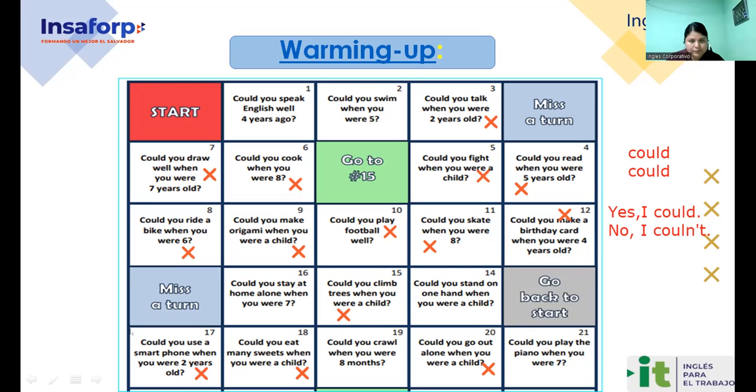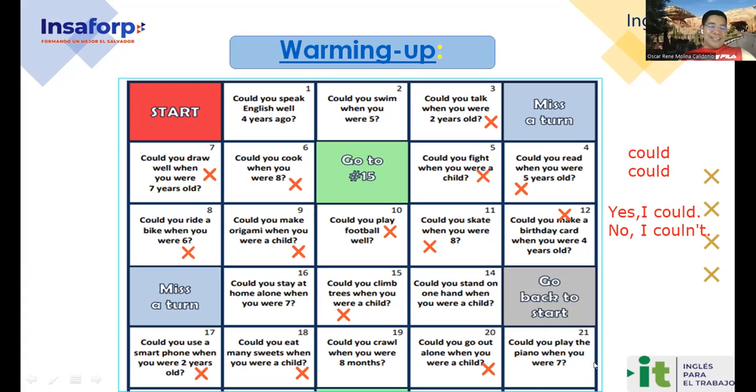Oscar, René. Could you use a smartphone when you were 2 years old? What number? 17. Okay. Smartphone? No. Cuando yo tenía esa edad, no había un smartphone. You didn't know what a smartphone was. No, I don't know. Well, you couldn't, right? I remember that. Well, at least you had the idea.